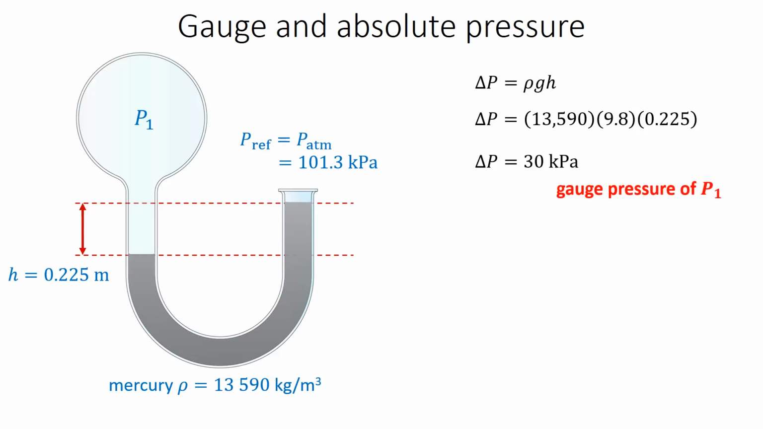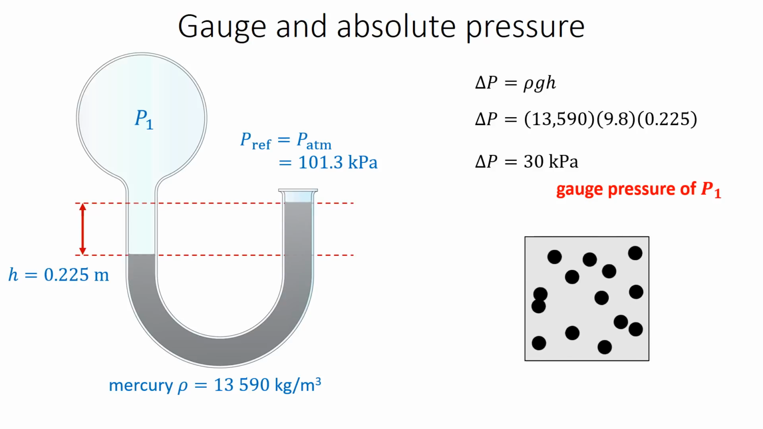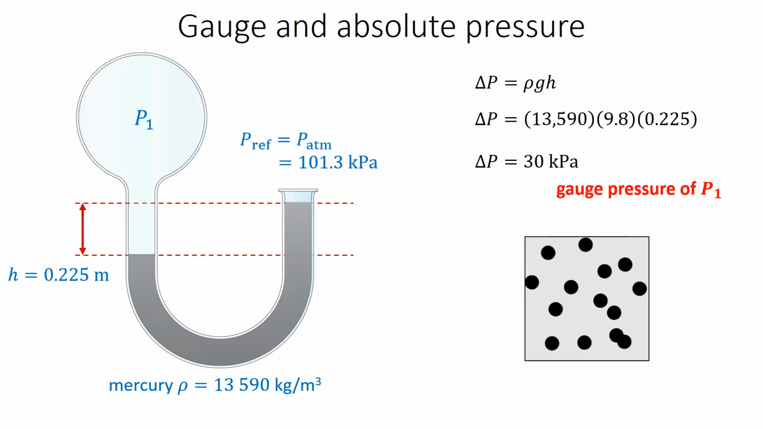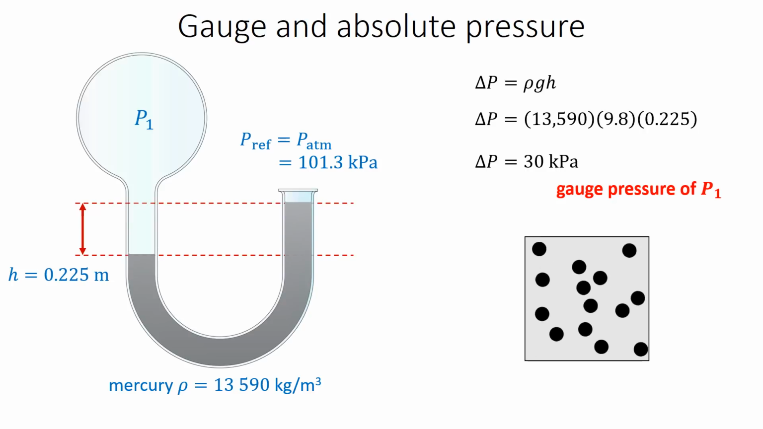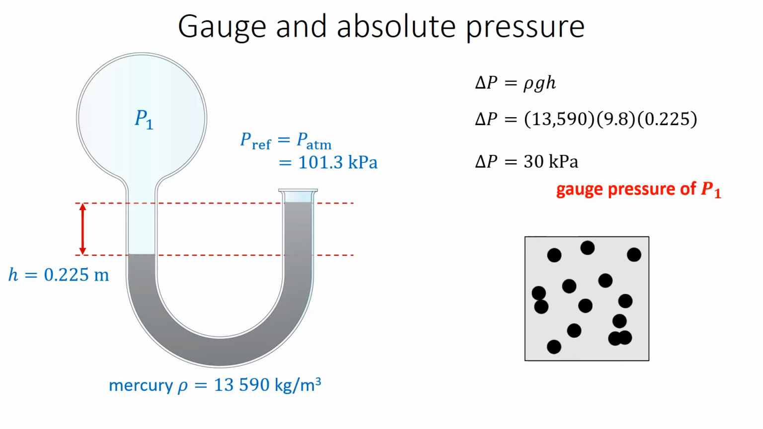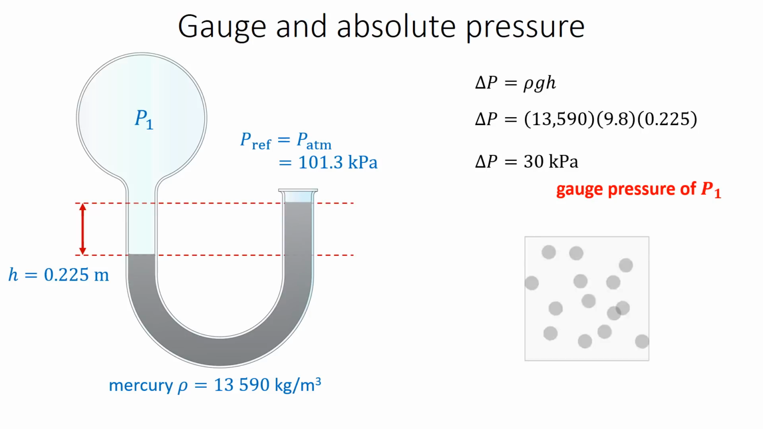Now, recall that our original definition of pressure was related to the collisions between particles in a fluid. Gauge pressure is somewhat different than this. After all, it's a measurement relative to some reference. So let's refer to our original definition as the absolute pressure.